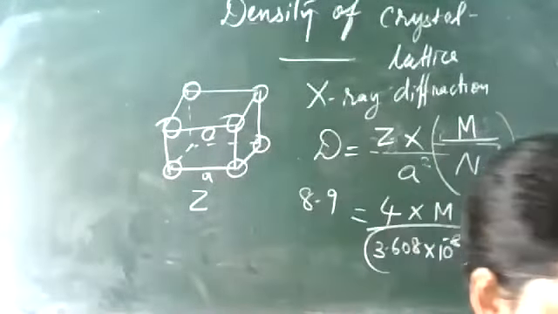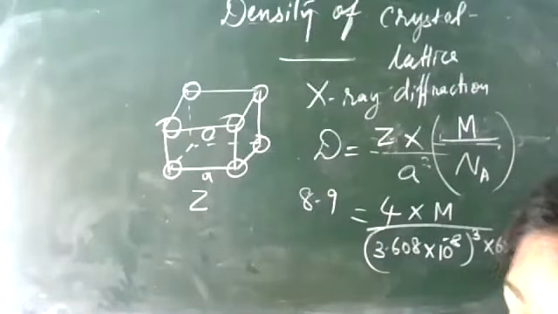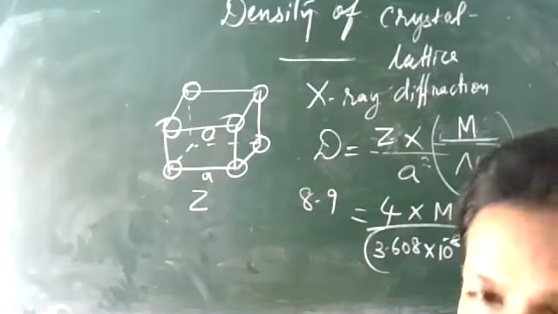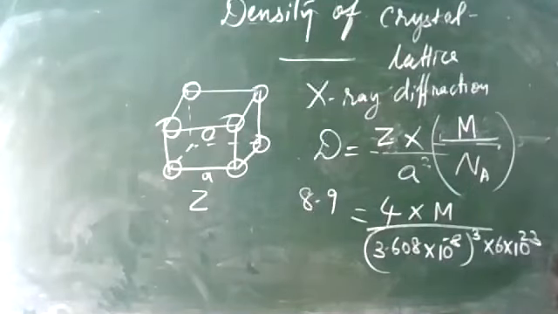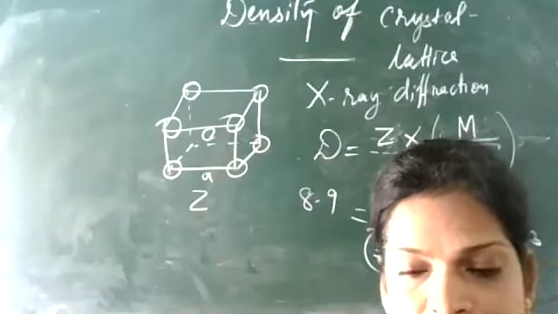So take any refresher and do the numericals based on these things. Sometimes they ask for edge length, sometimes for density, sometimes any data they can ask.